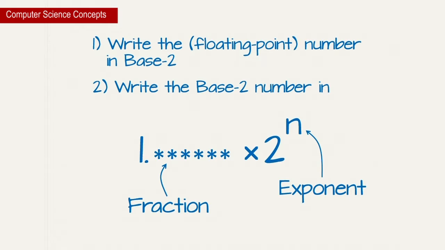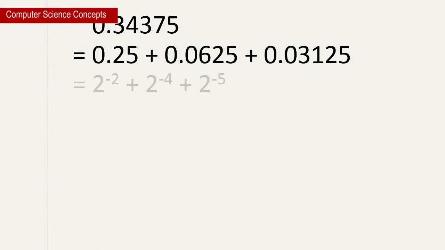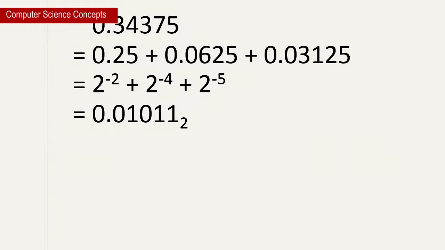Let's look at an example. We are trying to convert 0.34375. This number is 2 raised to the power of minus 2 plus 2 raised to the power of minus 4 plus 2 raised to the power of minus 5, which we can write in binary format as 0.01011 base 2.